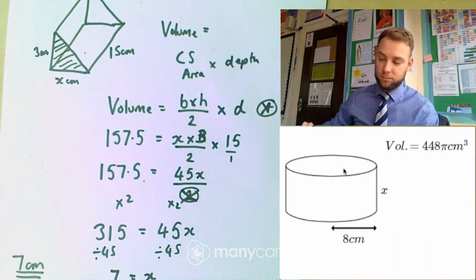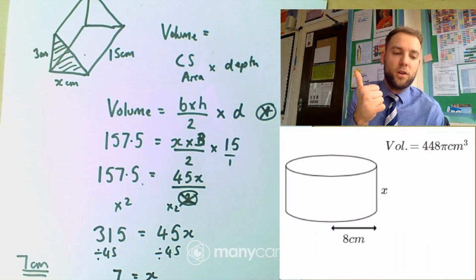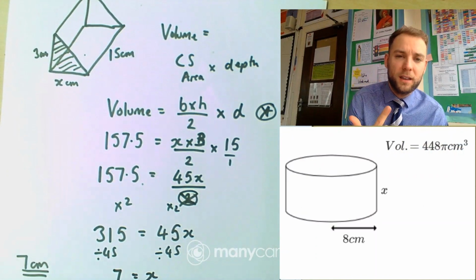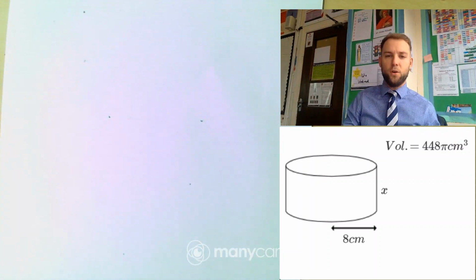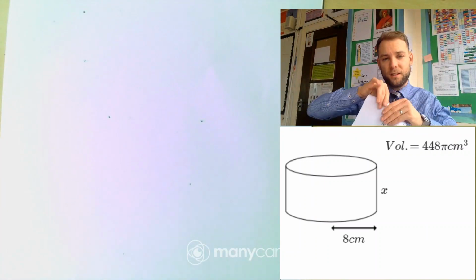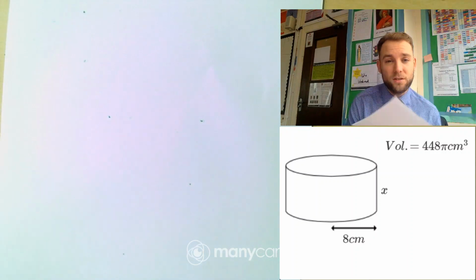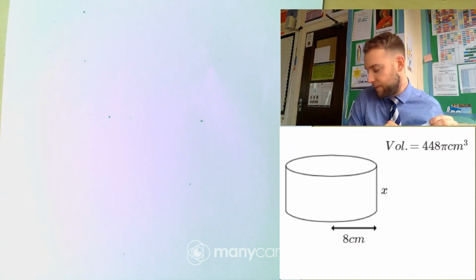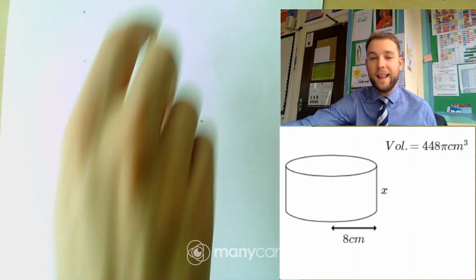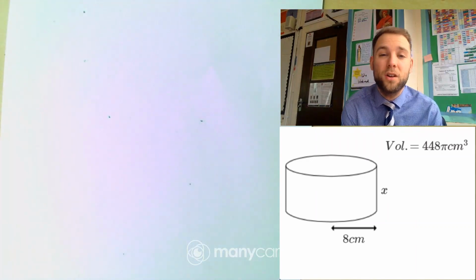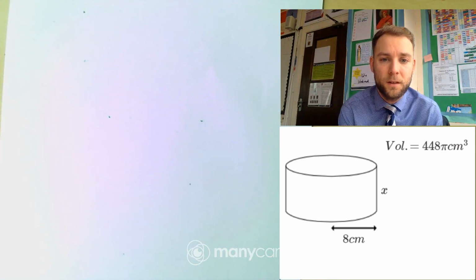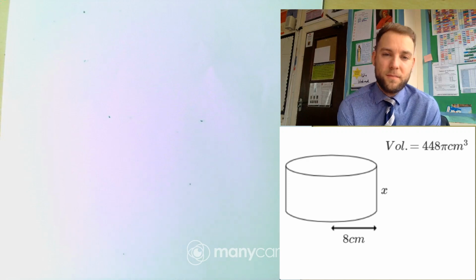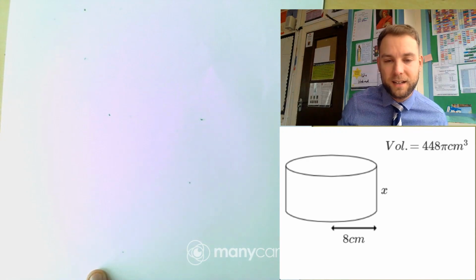Okay, so we've done cuboids, we've done triangular prisms. Now we're going to be having a look at cylinders. The only thing that makes this a little bit harder is the fact that it's a circle and it's got pi involved. But to be honest, it's neither here nor there. It's exactly the same technique.